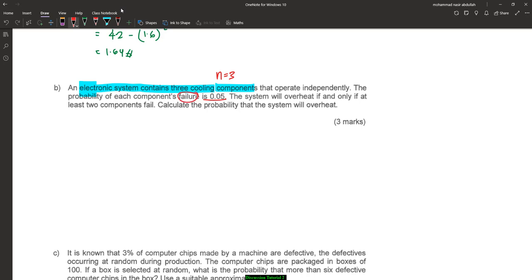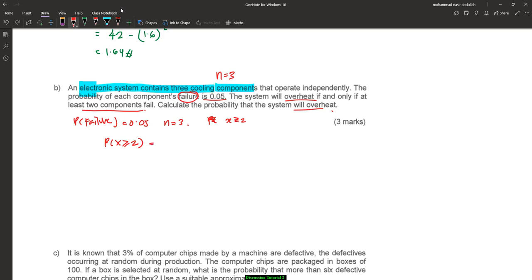So here we have basically 2 outcomes, failure or not failure. So probability of failure is 0.05, n is equal to 3. So the system will overheat if and only if at least 2 components fail. So if x is equal to 2 or more than or equal to 2, then the system will fail. So we want to find probability of x more than or equal to 2, which means the probability that the system will overheat.